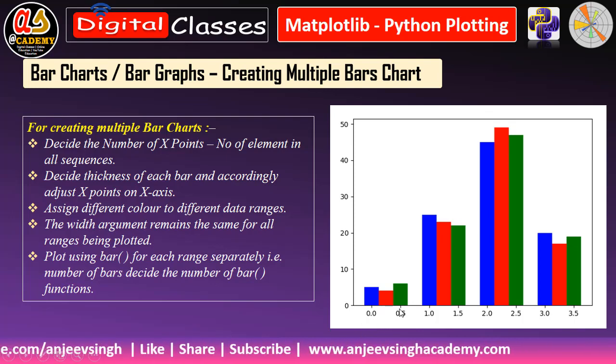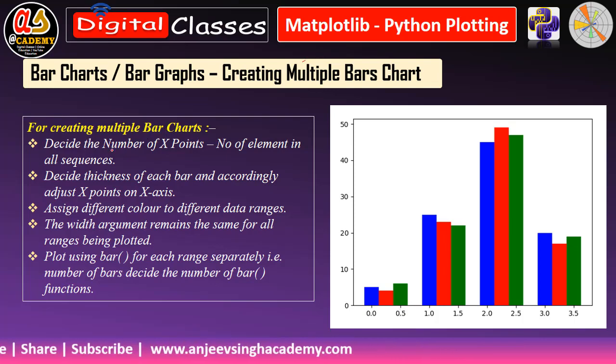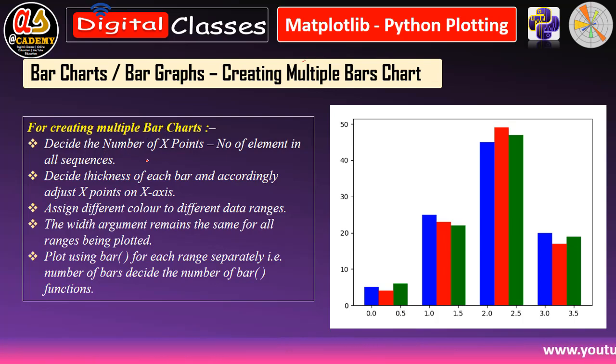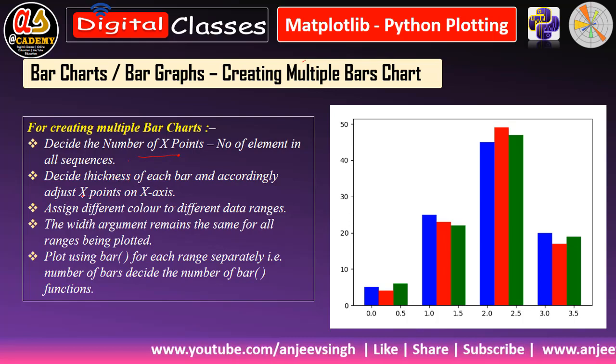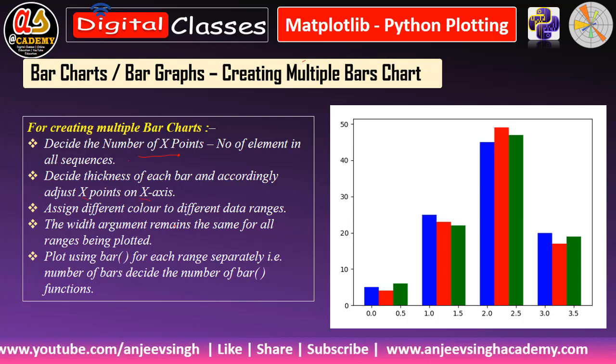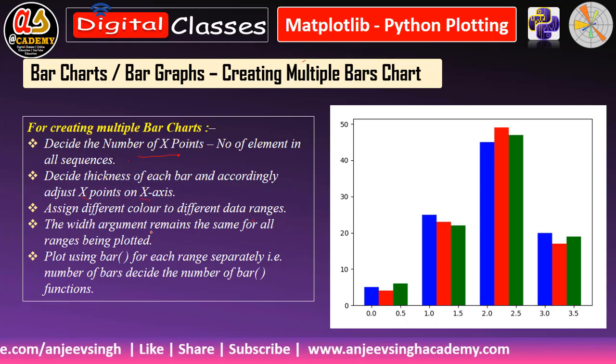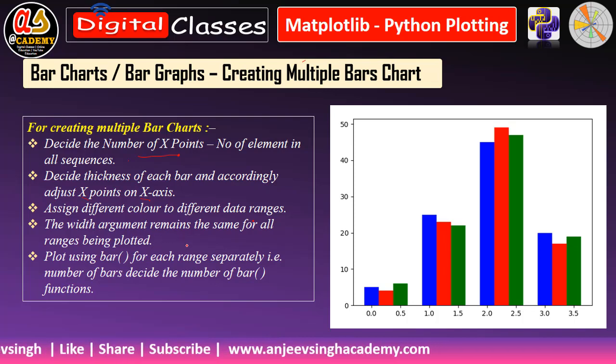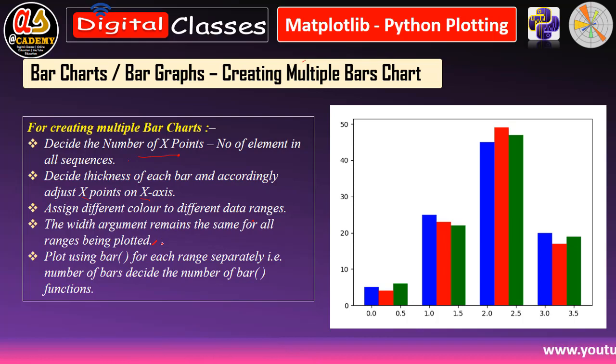Before creating the multiple bar charts, you have to do some homework. And what is the homework? First of all, you have to decide the number of X points, meaning the number of elements in each sequence. Second, you decide the width of each bar, and accordingly adjust the X points on the X-axis. Third, assign a different color to each data range. Fourth, the width argument remains the same for all the ranges being plotted. Don't give different widths for different bars.